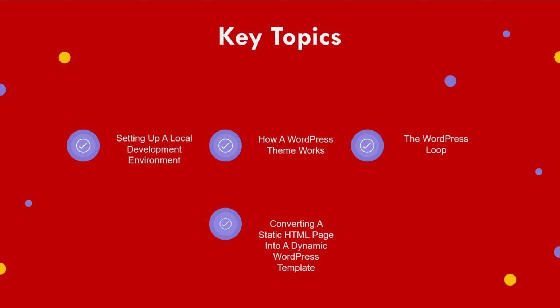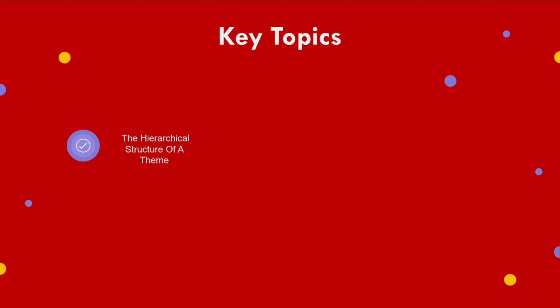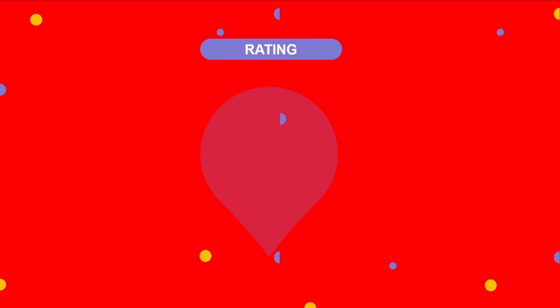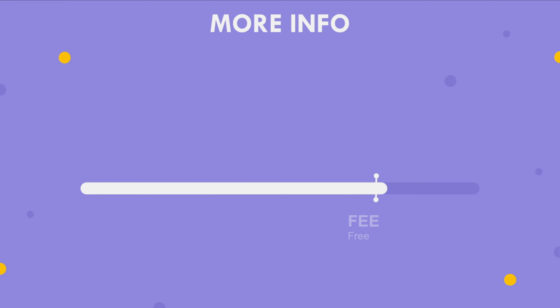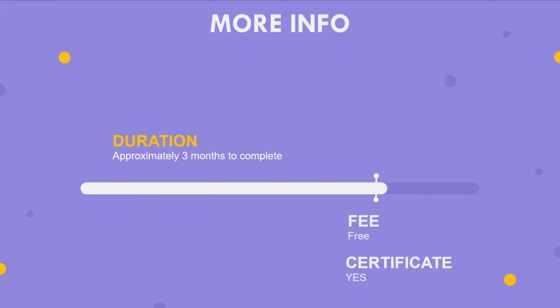Key topics of this course: setting up a local development environment, how a WordPress theme works, the WordPress loop, converting a static HTML page into a dynamic WordPress template, the hierarchical structure of a theme, using includes to optimize your theme development, adding to your theme. The rating of this course is 4.3 and it will take almost 3 months for the course.